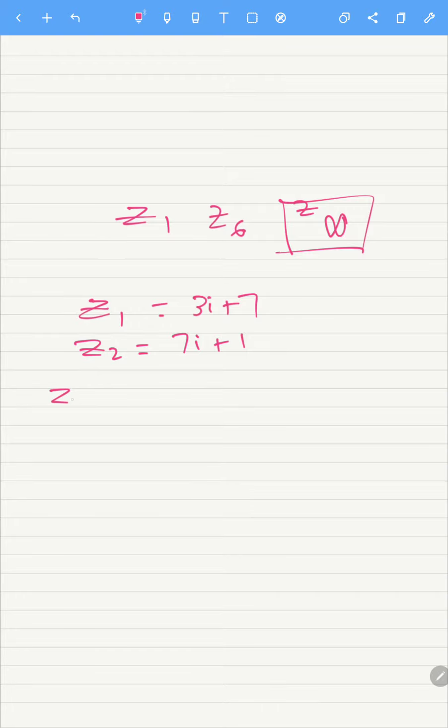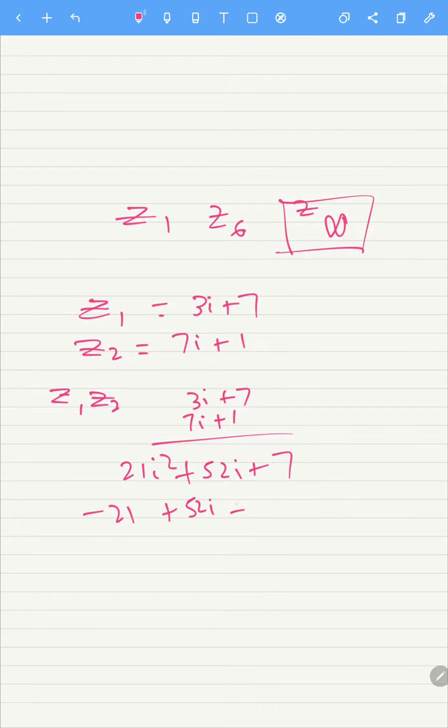What you can do is multiply z1 and z2, so that would be 3i plus 7 times 7i plus 1. That would give 21i squared plus 52i plus 7, which is minus 21 plus 52i plus 7, which is 52i minus 14. Simple.